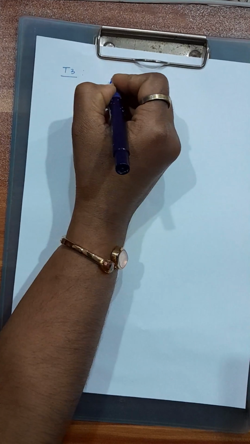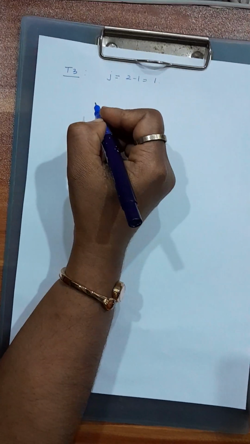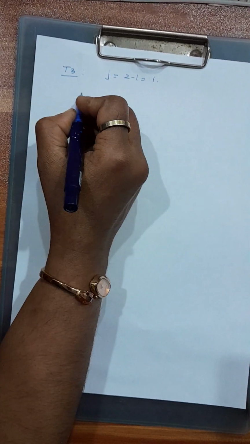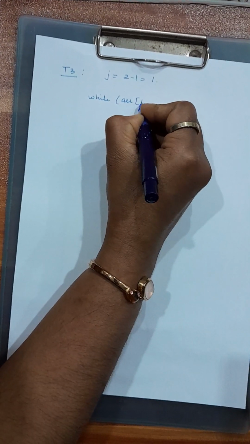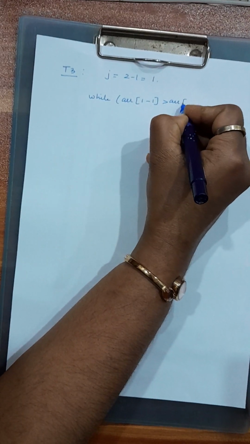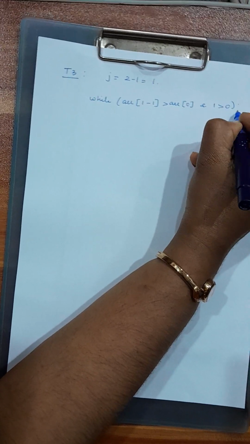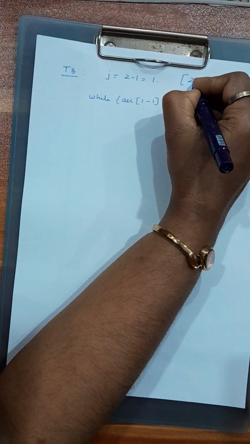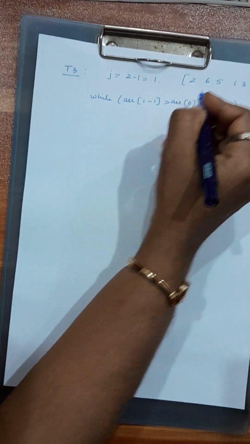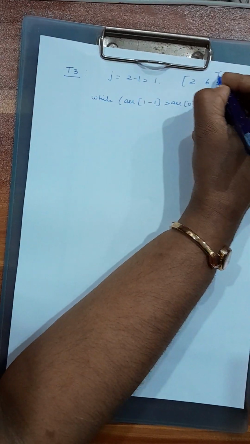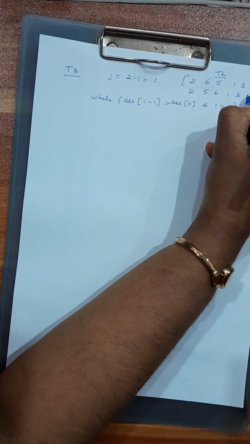Trace 3: there is a swap and j becomes 2 minus 1, that is equal to 1. So j is equal to 1. Now again it will go back to check the while loop: array of 1 minus 1 is greater than array of 1 and 1 greater than 0. So this continues. If I consider 2, 6, 5, 1, 3 and 4, the same elements, now there is a swap. So after trace 2, the output will be 2, 5, 6, 1, 3 and 4.